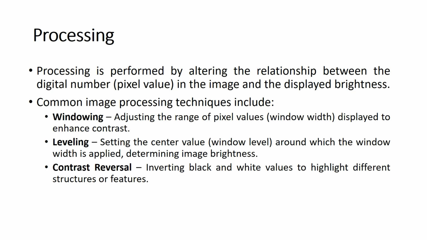Let us discuss the processing. Processing is performed by altering the relationship between the digital number, also called the pixel value, in the image and the displayed brightness. The common image processing techniques include windowing, leveling and contrast reversal. Under windowing, we adjust the range of pixel values, also called the window width, displayed to enhance contrast.